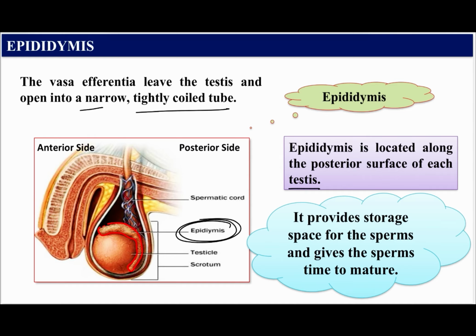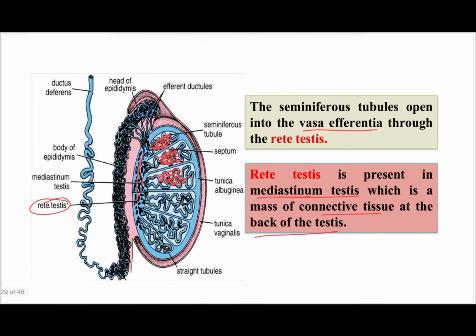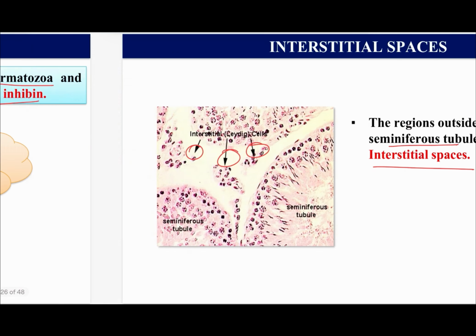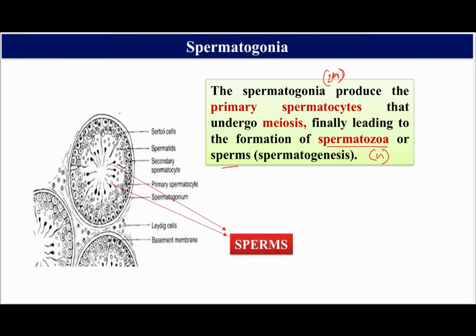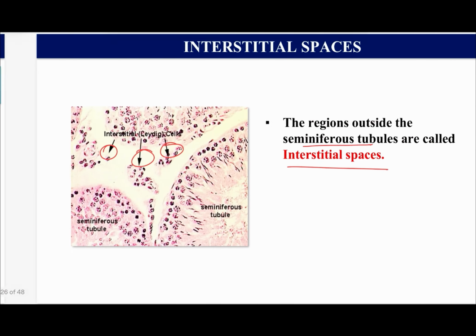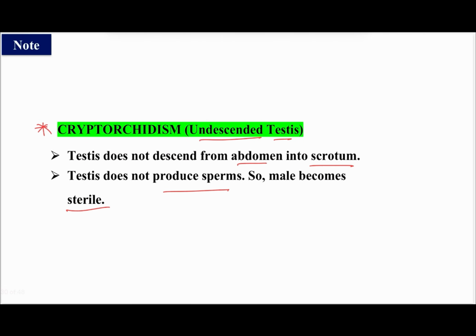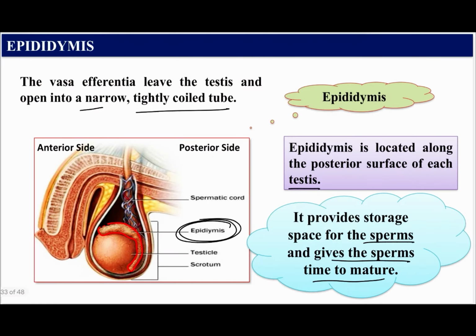This provides storage for sperm and gives sperm time to mature. Already you have learned that the spermatozoa or sperm produced via the process of spermatogenesis is immature. So it needs time to mature, and it gets its time in the epididymis.